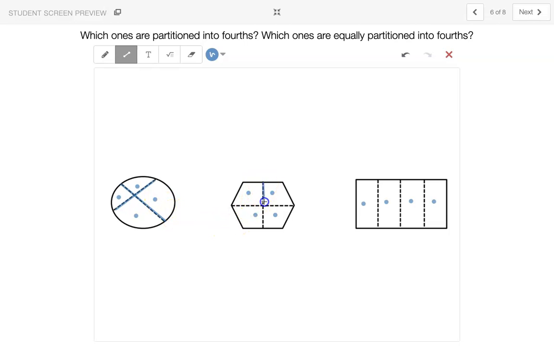But let's look here. If I cut there, partition there, partition there. If I cut them out, fold them over, it's going to fit exactly on the opposite side. Okay, so that is equally partitioned into fourths. And how about this? First rectangle, second rectangle, third rectangle. I could cut them and put them on top of each other or fold them up, right? So when we look at it, this one is not equally partitioned.